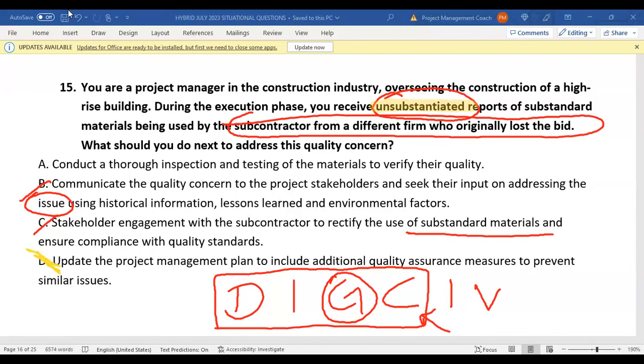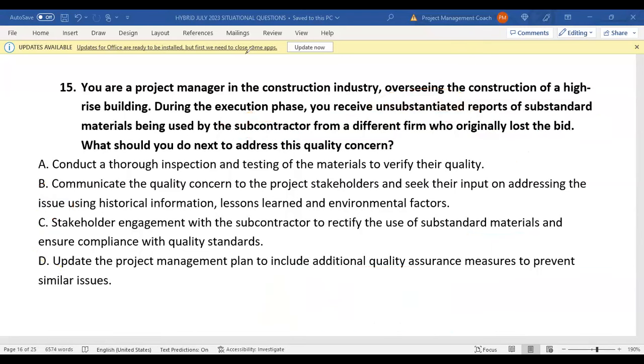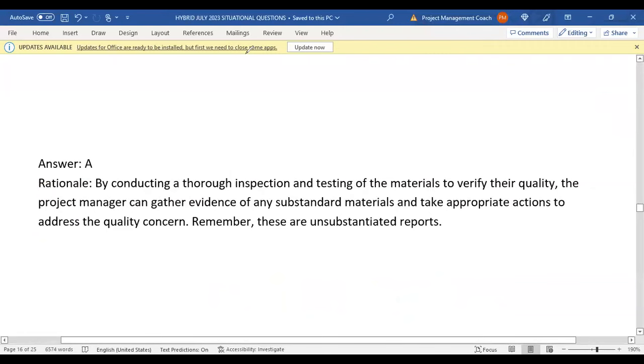The best option is to conduct thorough inspection and testing. Yes, it's not substantiated, but as a project manager, you always want to take preemptive action just in case those claims are true. This is a very tricky question to navigate, I understand, but let's take a look at further clarification.